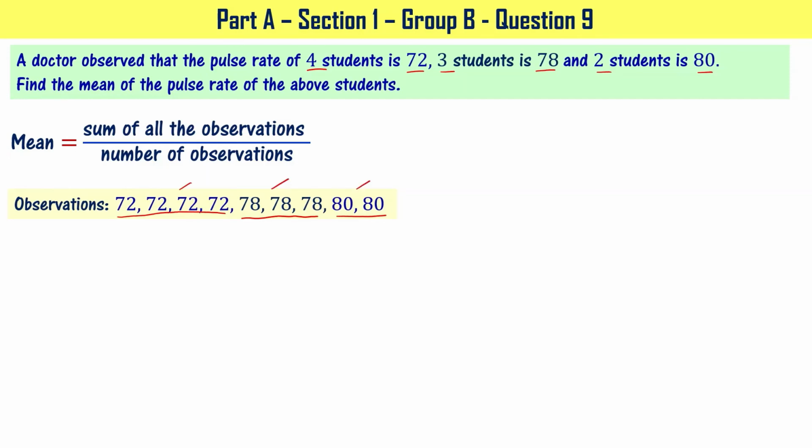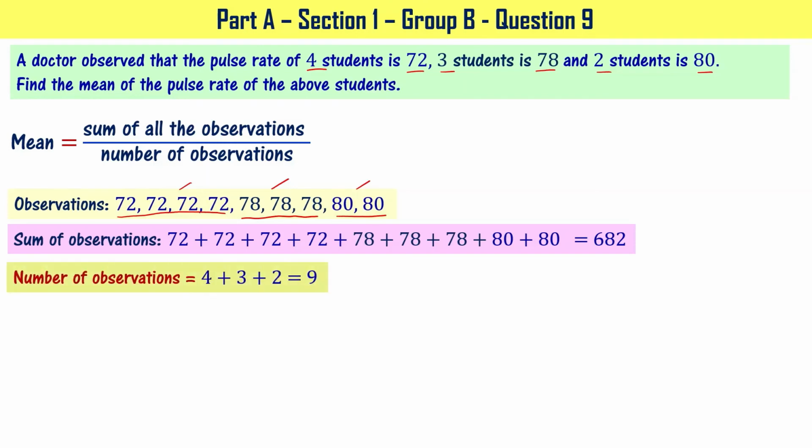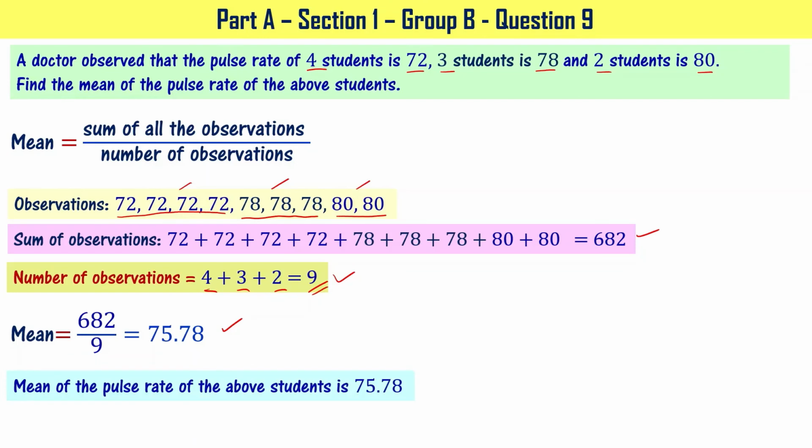This is for 4 students, this is for 3 students, and this is for 2 students. Let's take the sum of these. 4 times 72 plus 3 times 78 plus 2 times 80 equal to 682. Sum of observations is 682. The number of observations is 4 students plus 3 students plus 2 students, that is 9, right? So now we can substitute 682 and 9 into the formula of mean, so mean equals 682 divided by 9, that is 75.78. This is what we are asked to find, right? Let's write that. Mean of the pulse rate of the above students is 75.78.